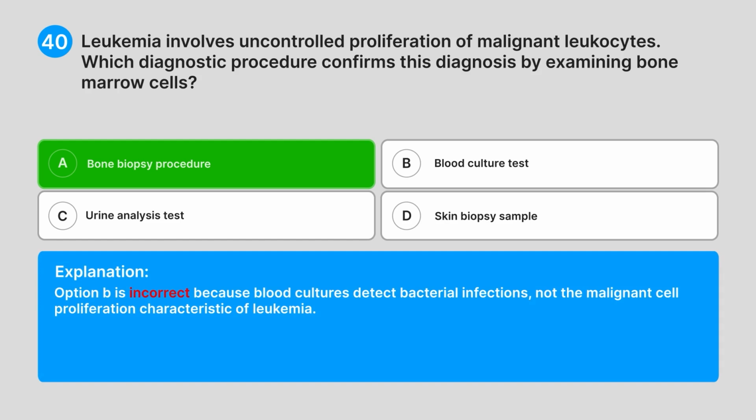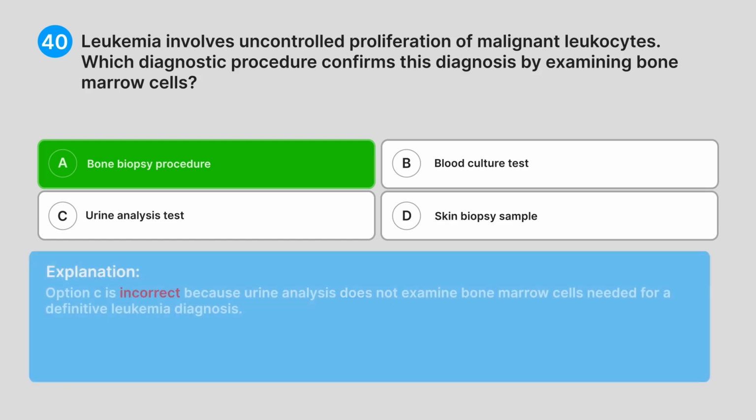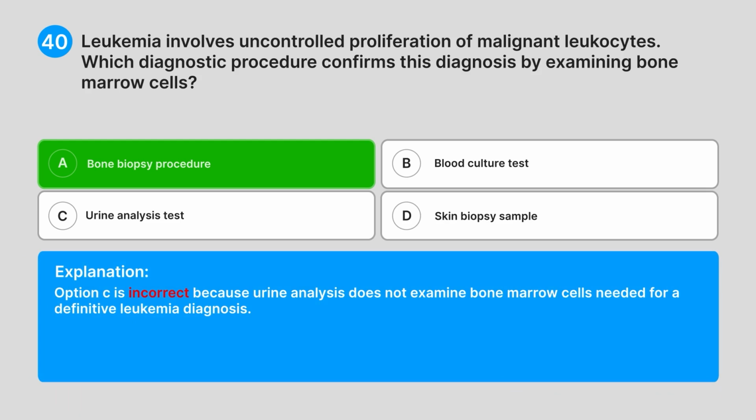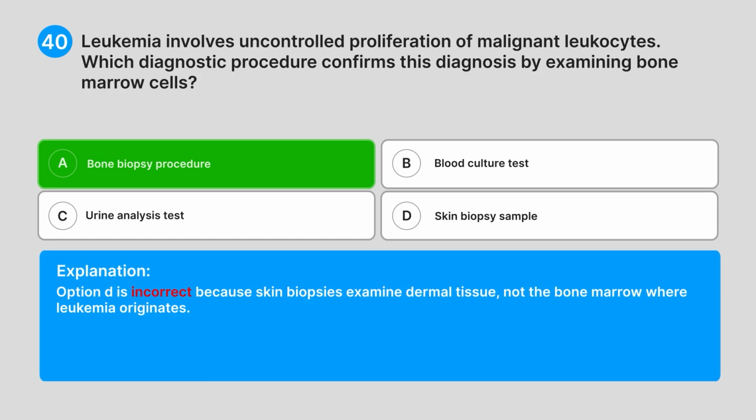Option B is incorrect because blood cultures detect bacterial infections, not the malignant cell proliferation characteristic of leukemia. Option C is incorrect because urine analysis does not examine bone marrow cells needed for a definitive leukemia diagnosis. Option D is incorrect because skin biopsies examine dermal tissue, not the bone marrow where leukemia originates.